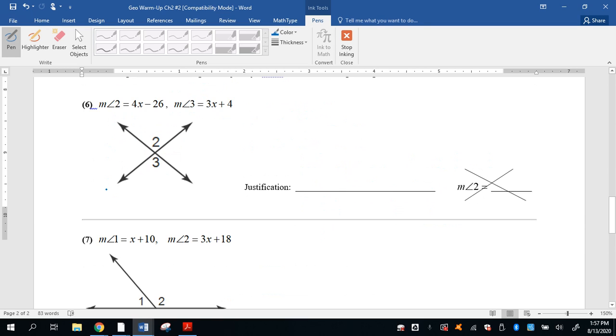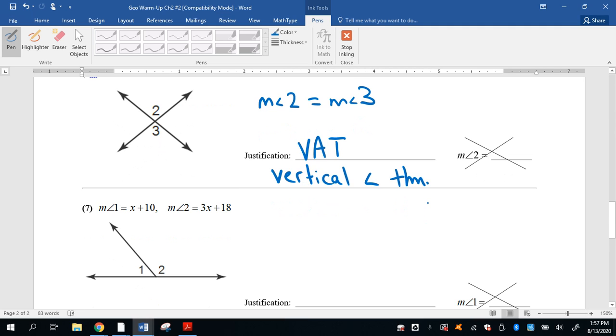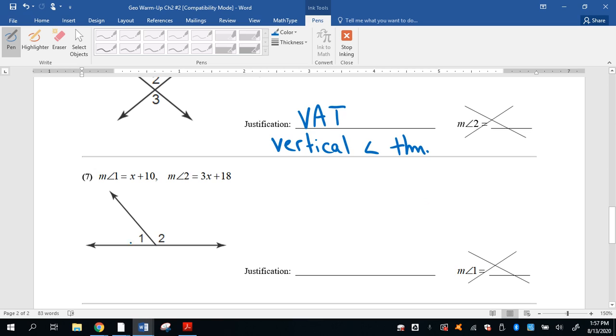Next side, we have 2 and 3, we know those are vertical angles, so their measures are equal to each other. Measure of angle 2 equals measure of angle 3. So I marked that up here, and this is by the vertical angle theorem. Now I'm on the back side, so I have not written that yet, so we have to write down vertical angle theorem. Feel free to just use the symbol for angle and THM for theorem. Number 7, 1 and 2. Now 1 and 2 form a line, so they are a linear pair. That is the definition or the vocabulary of angles 1 and 2.